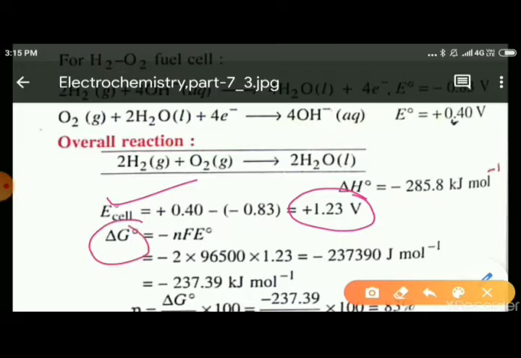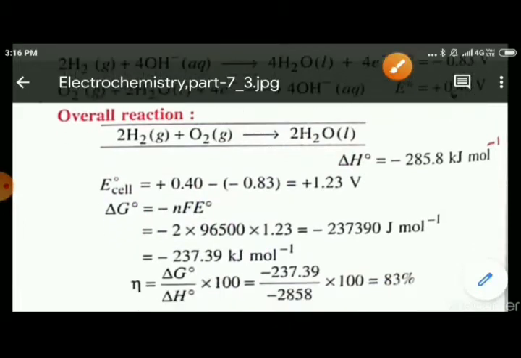After obtaining the value of standard cell potential, we may find out the standard change in Gibbs energy. The standard change in Gibbs energy is minus nFE naught cell. Here the number of transferred electrons is 2, F is the Faraday constant, 96,500, and E naught cell, the standard cell potential, we calculated as 1.23 volt. Therefore it will be equal to 237.39 kilojoule per mole. After getting the standard change in Gibbs energy value, we may find out the efficiency of the cell also.